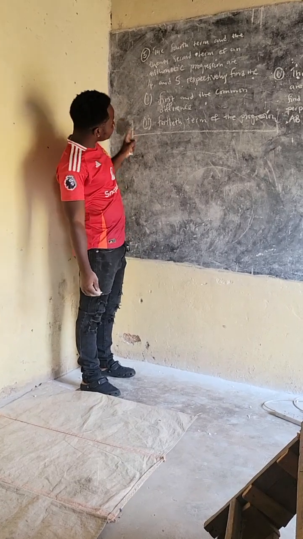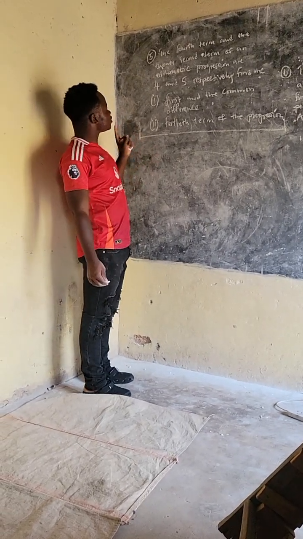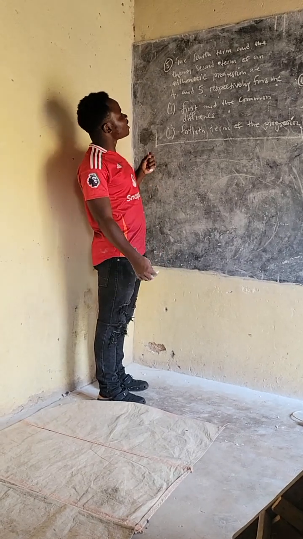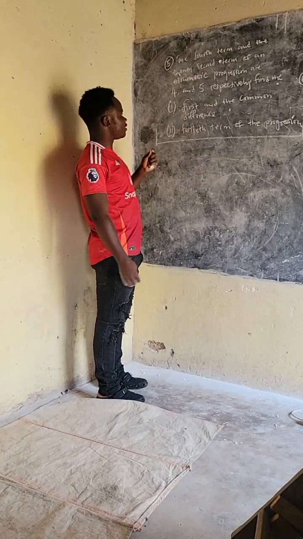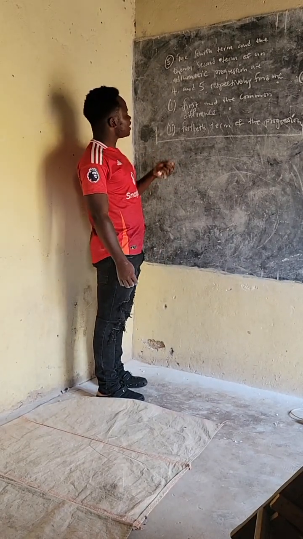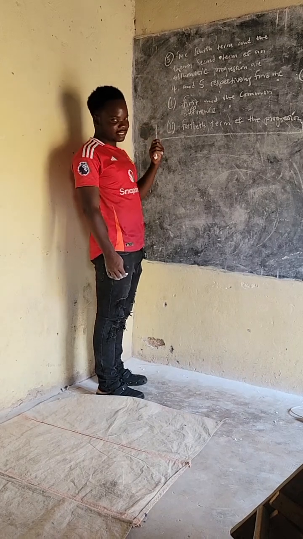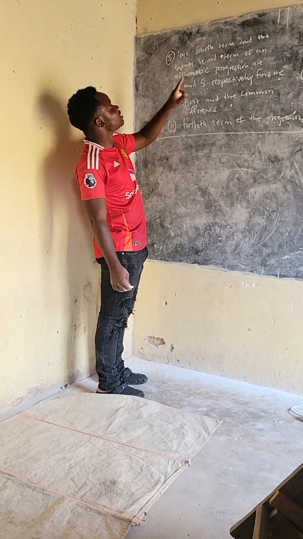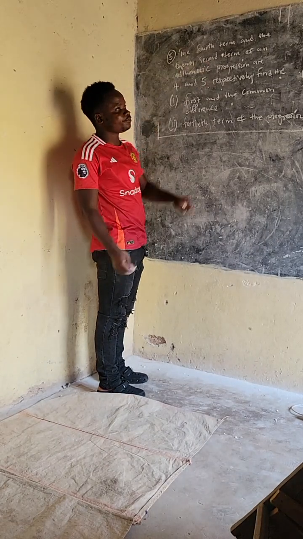So the question is: the fourth term and the 22nd term of an arithmetic progression are 4 and 5, respectively. Find the first term and the common difference. So you have to understand the statement. They are saying the fourth term and the 22nd.